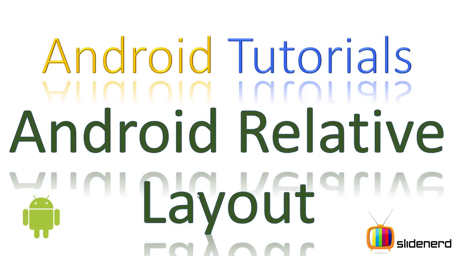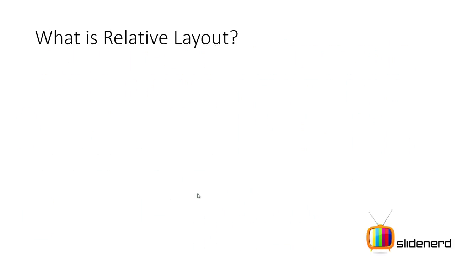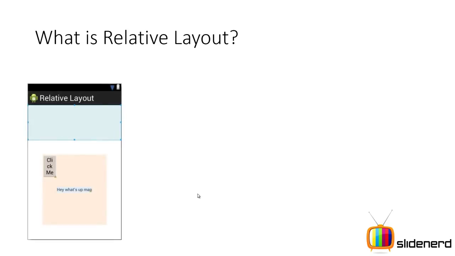And also, as an example, we are going to see how to build a Facebook app user interface using relative layout. So first, as a beginner, you have the question, what is a relative layout? It's pretty simple. If you see this diagram over here, this skin colored rectangle which you see is actually the relative layout, and I have a text view and I have a button.